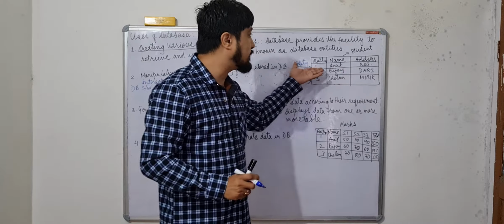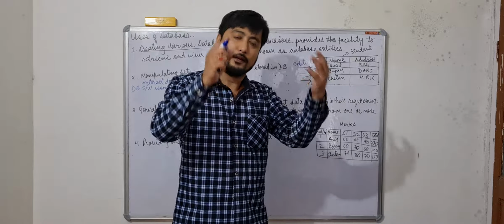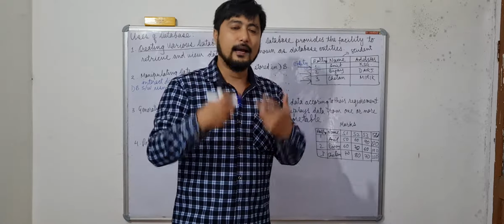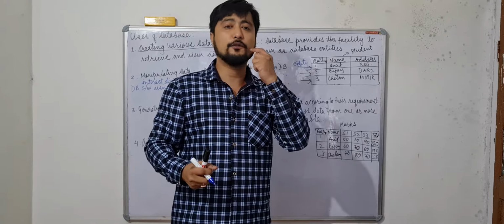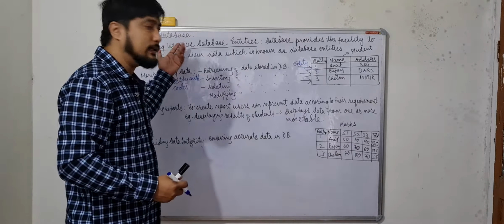So how many entities are there? There are three different entities. We can create more and more entities. That is one of the advantages, one of the uses provided by the database.